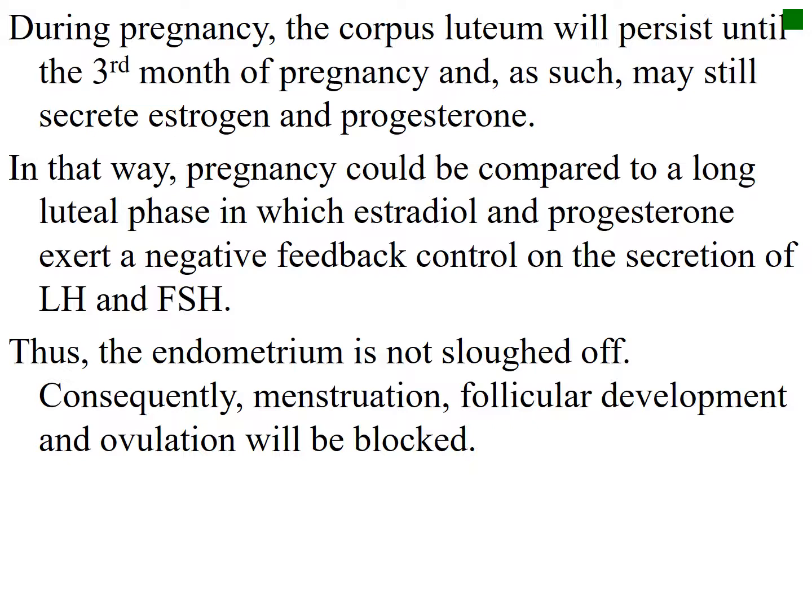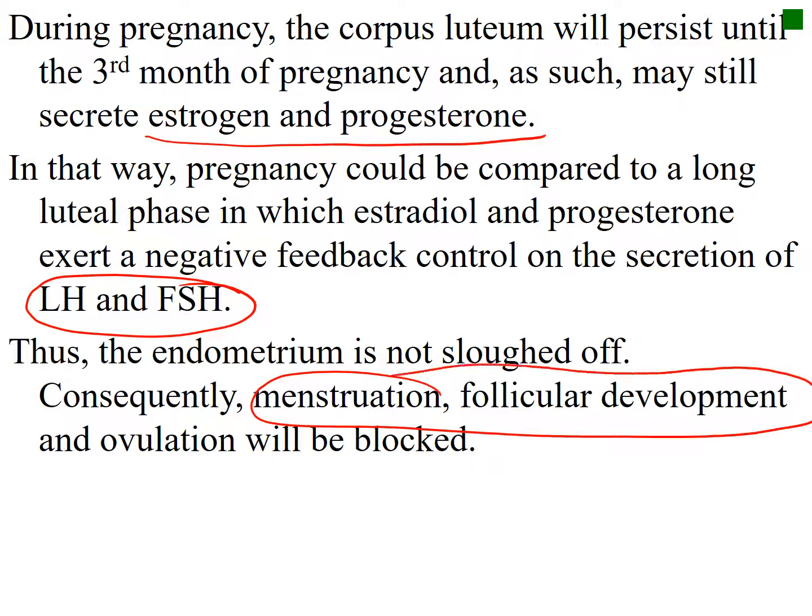During pregnancy, the corpus luteum persists until the 3rd month of pregnancy, and this will continue the secretion of both estrogen and progesterone. In that way, pregnancy could be compared to a long luteal phase where estradiol and progesterone are still secreted in a high amount, and they exert a negative feedback on the secretion of LH and FSH. Thus, the endometrium is not sloughed off. Consequently, menstruation, follicular development, and ovulation also will be blocked.